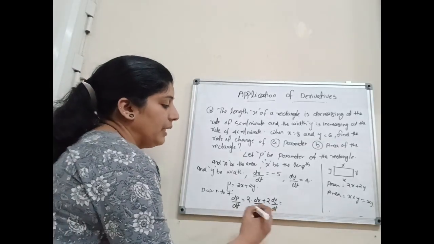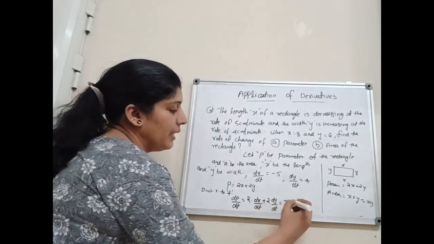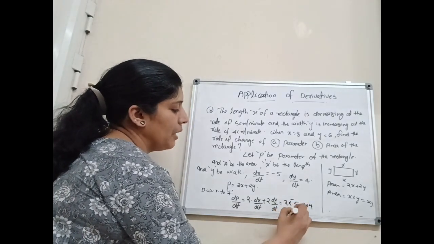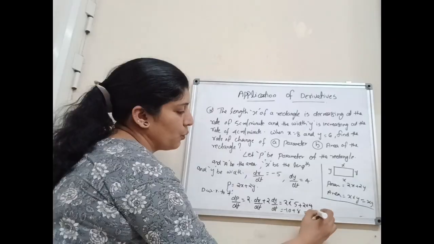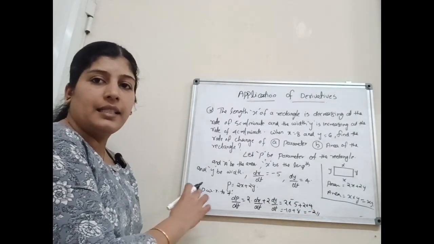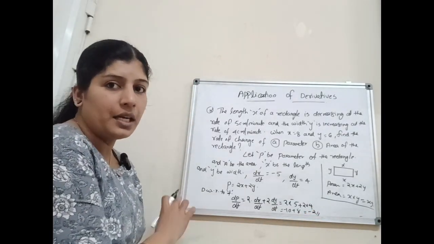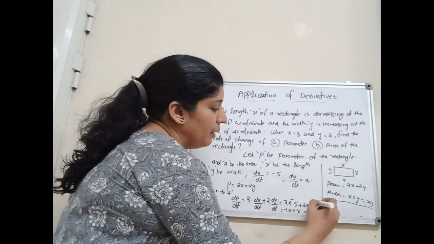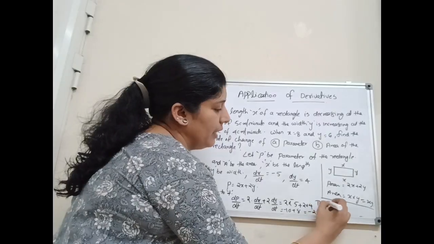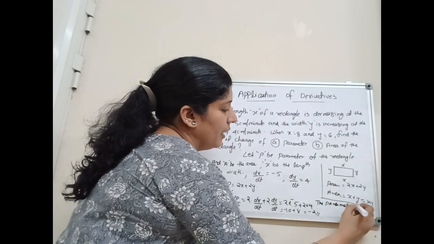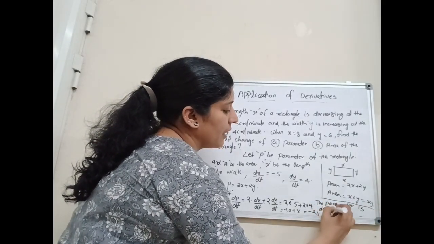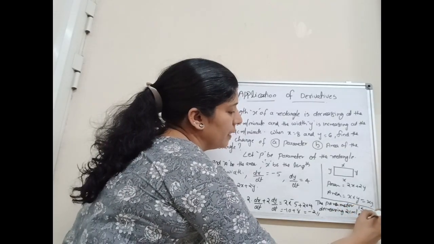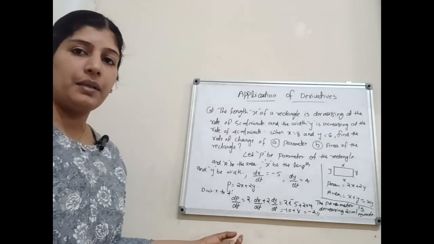Therefore, dp by dt is equal to what? 2 into dx by dt is minus 5 plus 2 into dy by dt is 4. That is minus 10 plus 8 equal to minus 2. That is, dp by dt is minus 2. That means the parameter is decreasing 2 centimeter per minute.